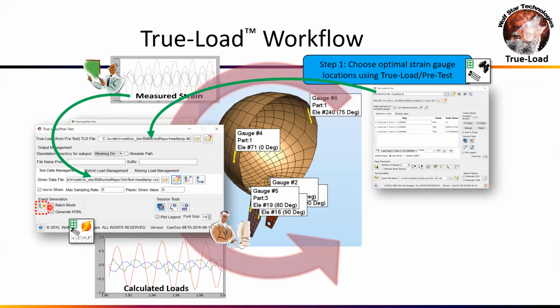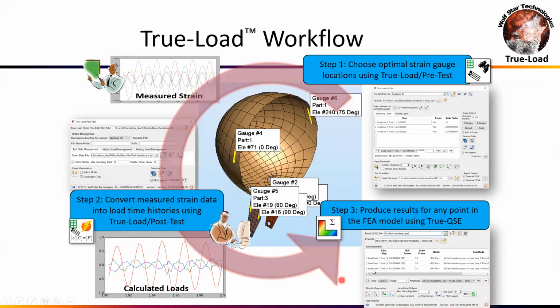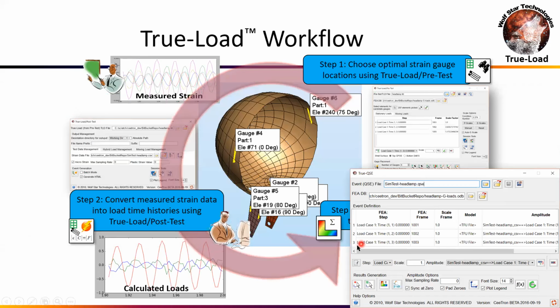Once we're happy with all that, post-test will automatically generate a QSE file. The QSE file will have our unit loads from the FEA model mapped to the loading functions that were just calculated in post-test, and then we can probe any node or element we want for any data response that we want on the model.